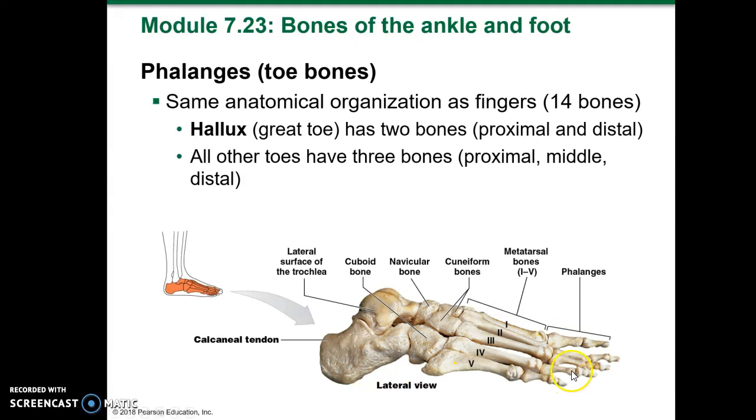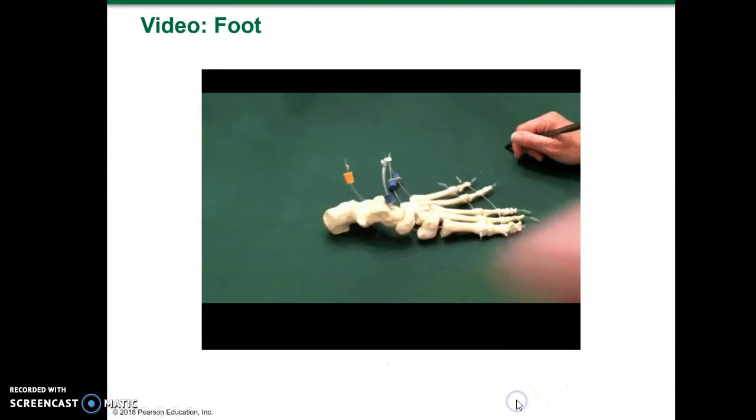When we look at the phalanges, the hallux, which is the great toe, only has 2 bones, proximal and distal, and all the other toes do have 3 bones, proximal, middle, and distal.